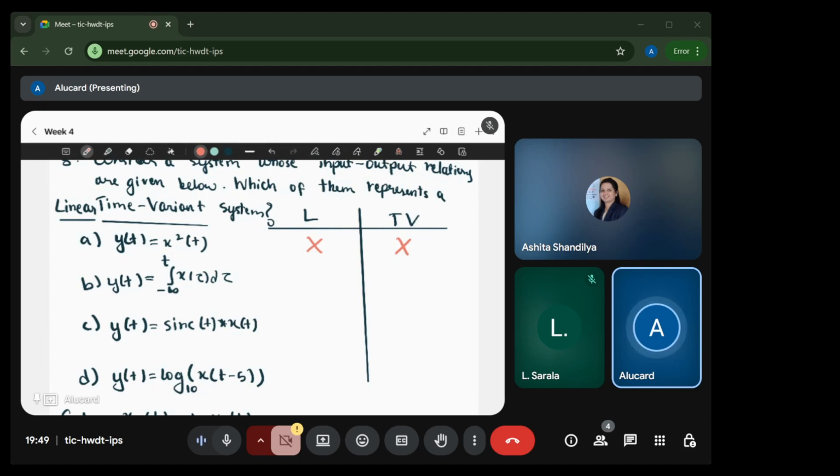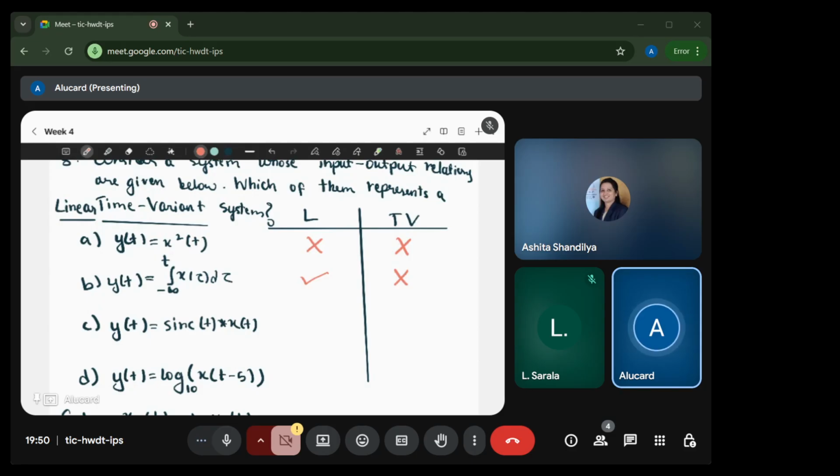The second system, y of t equals the integral from minus infinity to t of x of tau d tau. Again, this system is linear, but it's also time invariant. It's not time variant.